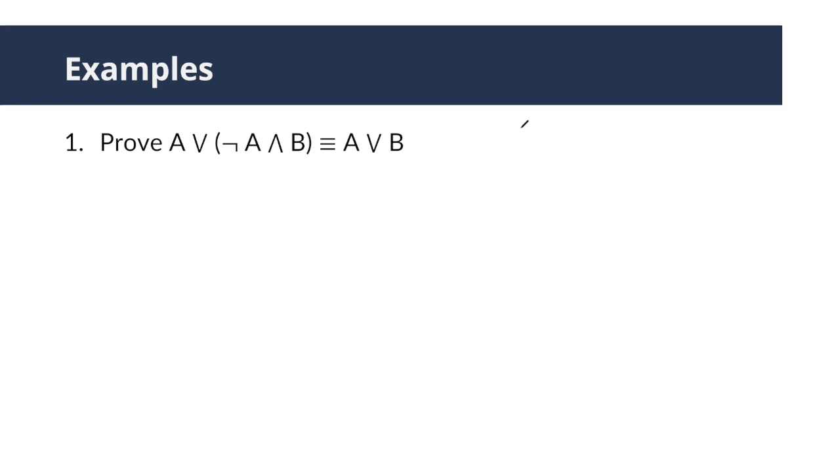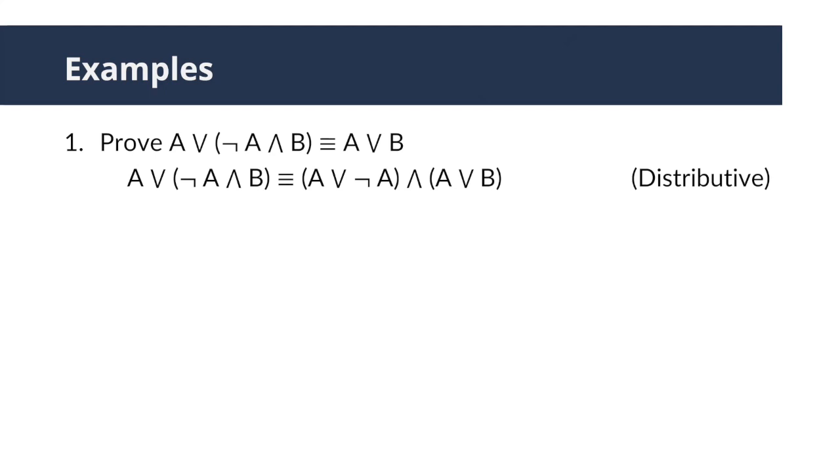So if you look at the left side, since the connectives outside the parentheses and inside the parentheses are different, you cannot use the associative laws. However, you can use the distributive laws. That's what we are going to use. So by applying the distributive law, you can transform the left side of this one to this one.